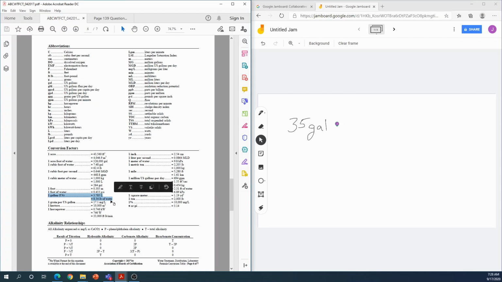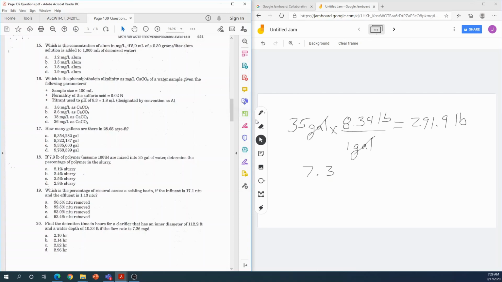So we have 8.34 pounds per gallon. Gallons cancel gallons, and we're left with 291.9 pounds of water. Now I want to know what the percentage of the polymer is in the slurry. So we know we have 7.3 pounds of polymer, and we add that to the slurry.